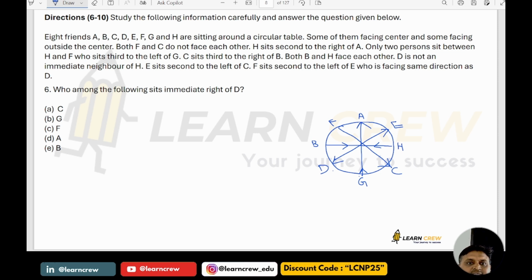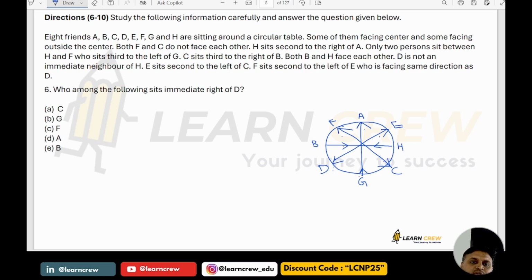And is there anything else we have here? Both F and C do not face each other. Do not face each other means F is also facing outside. Now how many are facing outside? D, F, A, E, C. Who are facing inside? B, H and G.